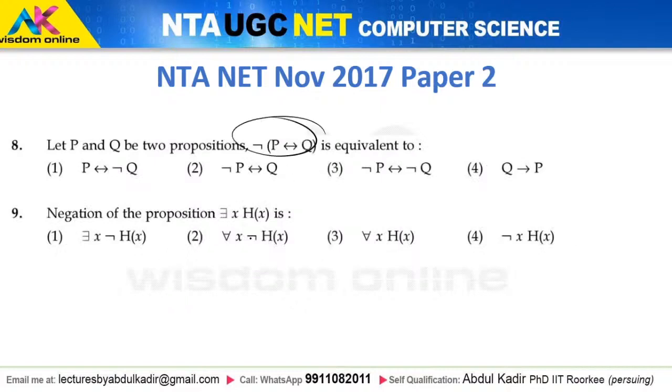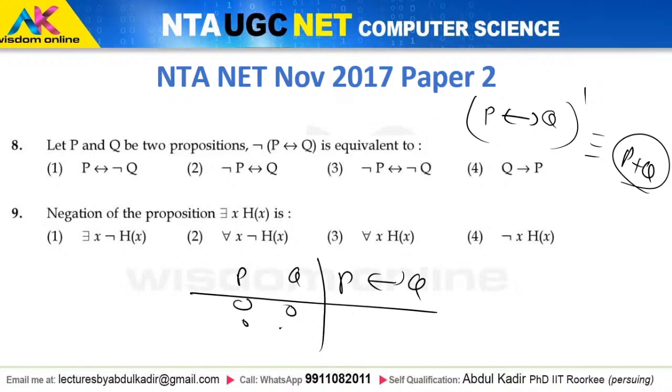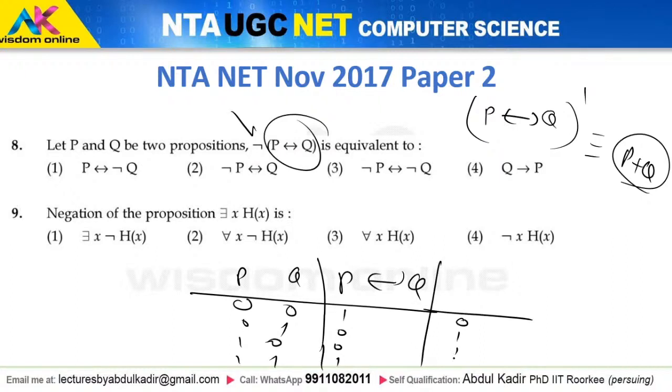This is an easy question, you can solve it very easily. This is basically P implication Q and its negation. From the truth table also you can see, this is actually nothing but P XOR Q. Looking at the truth table, 0 0, 0 1, 1 0, 1 1, this will be 1 0 0 1. Now if you complement it, you will get 0 1 1 0. This is nothing but P XOR Q.